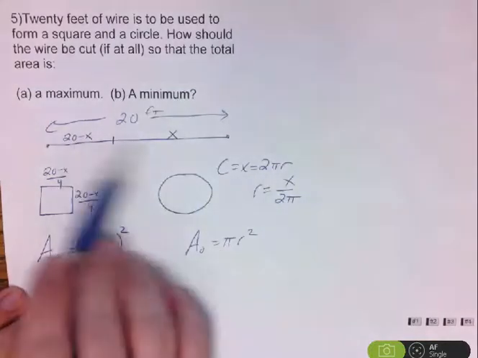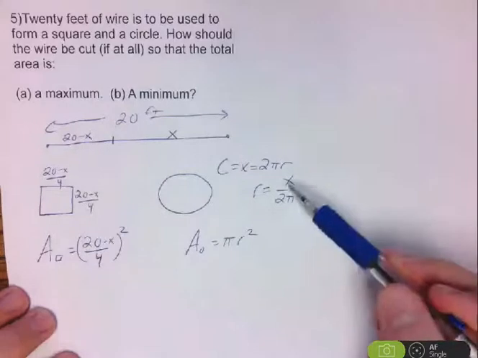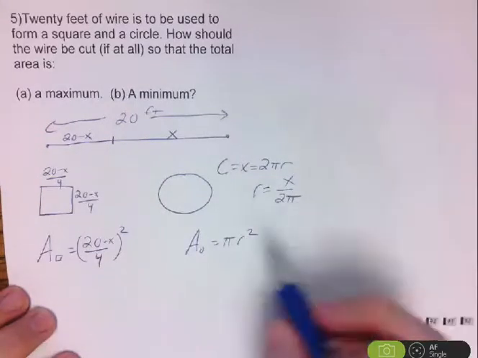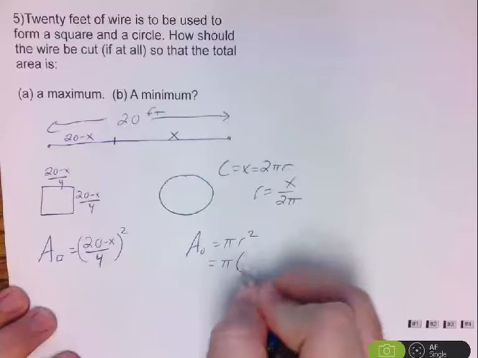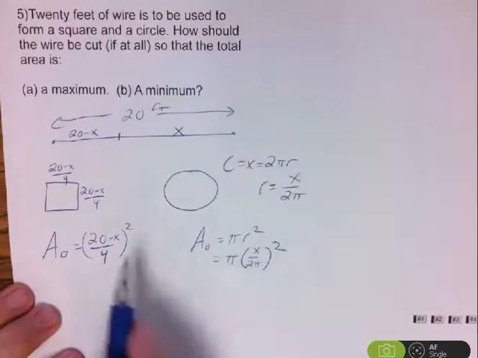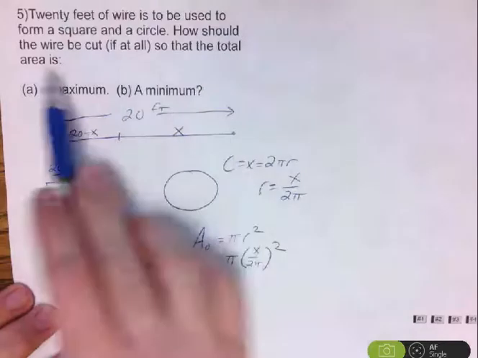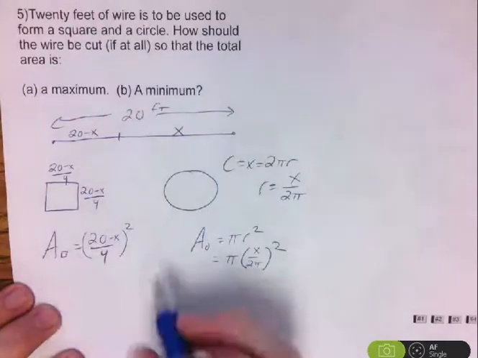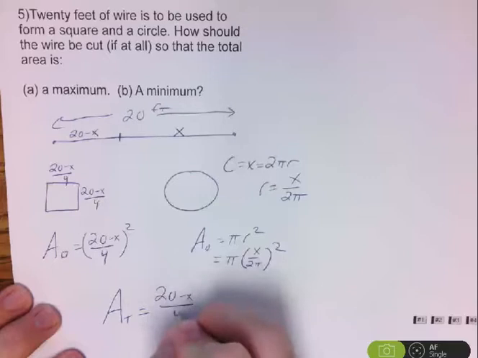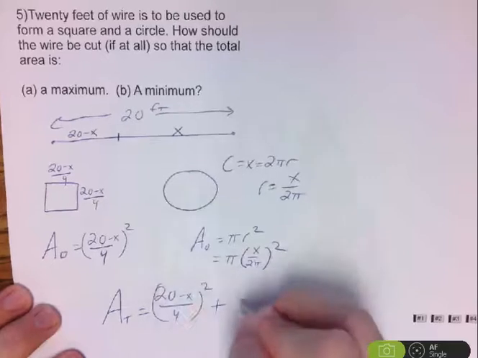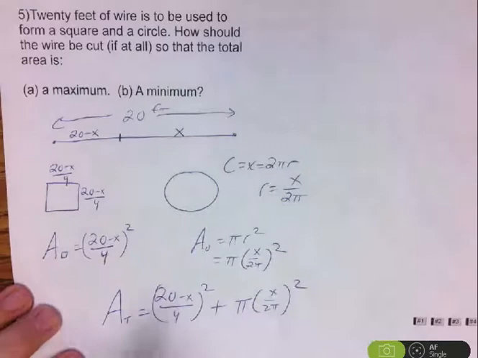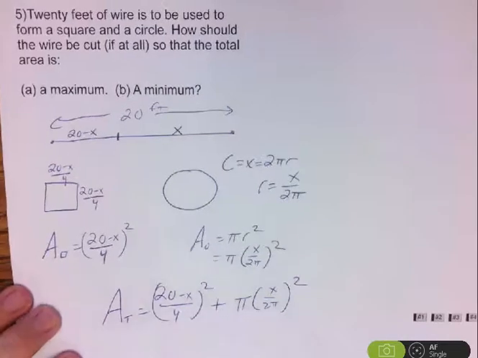Again, this could have been switched. It doesn't really matter. You'll still get the same thing. But the radius is going to be X over 2 pi, which will go right here. So the area of my circle is pi times X over 2 pi squared. So then my total area, the total area of my square and my circle, is going to be this thing plus this thing. That's my total area, and that's what I need to try to find maximums and minimums for.